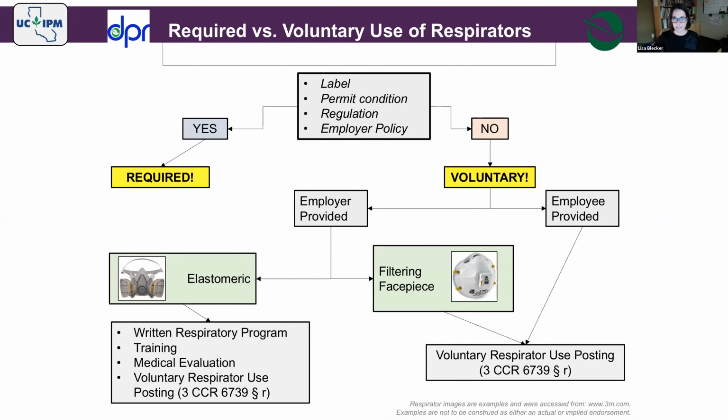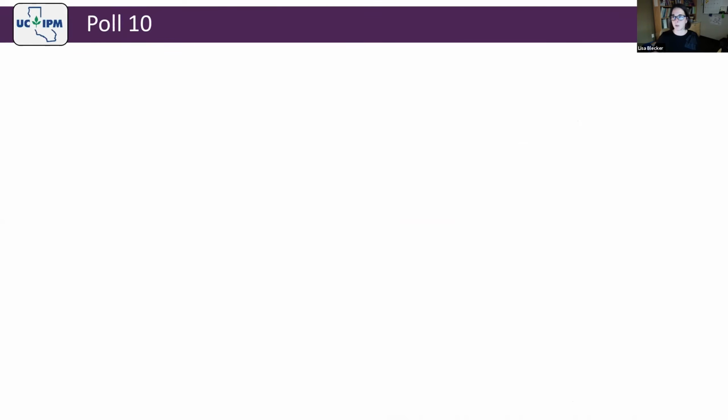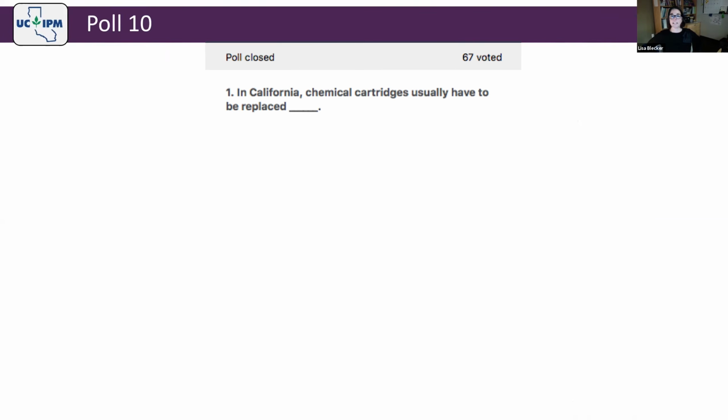I am deciding not to go over this. This is overly complicated. So I want to go straight to poll number 10. So in California, chemical cartridges, like a black banded OV organic vapor cartridge. These chemical cartridges usually have to be replaced when? Every time a different pesticide is used, after 8 hours of use, or at the end of a day of use.